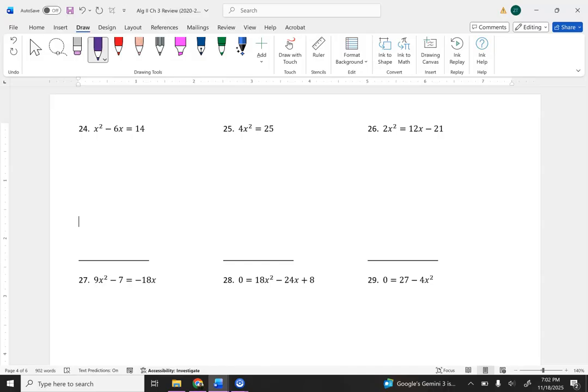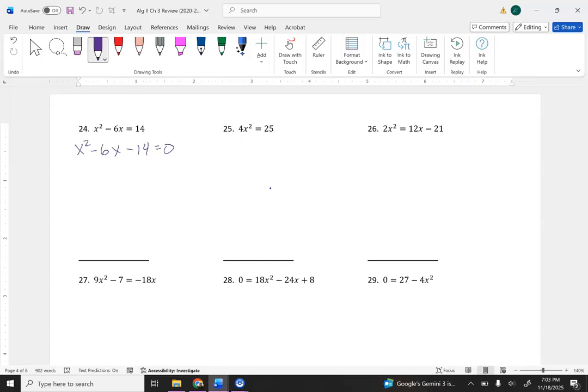All right, now 24, we'll go through the decision tree. Is there a 0 on one side? No. There's a 14 on one side. So you might move that 14 over by subtraction. All right. Is there anything in common between all three terms? No. 6 and 14 have something in common, but the first one does not. And the first two have an x in common, but the last one does not.